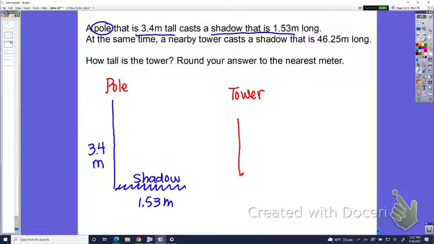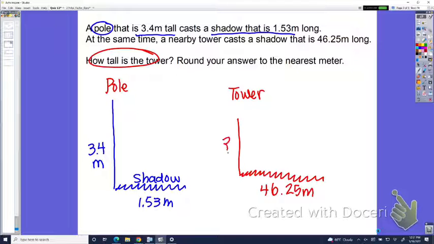We don't know its height, but we know the shadow is a little bit longer. It's 46.25 meters long. We need to find how tall the tower is, so we're missing this side length. We'll call it X. So again, we're going to set up a proportion of corresponding sides.